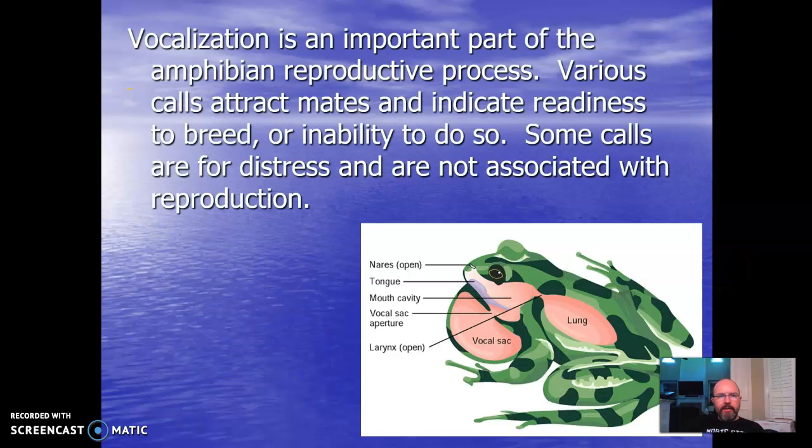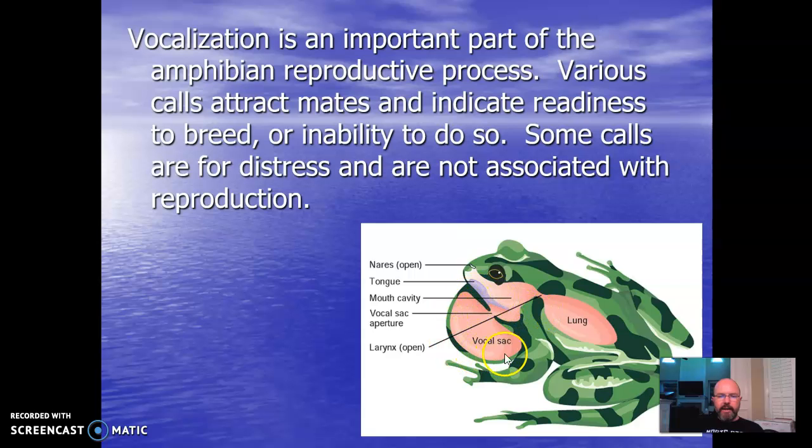Vocalization, an important part of the amphibian reproductive process. So again, sound is important. Various calls attract mates, indicate readiness to breed or inability to do so. However, there are some calls that they use for distress, that are things to alert if there's a predator or something else is going on, as a warning call to other members of their group.